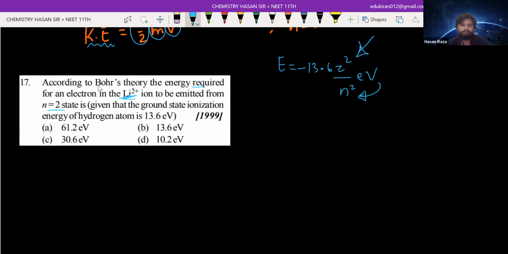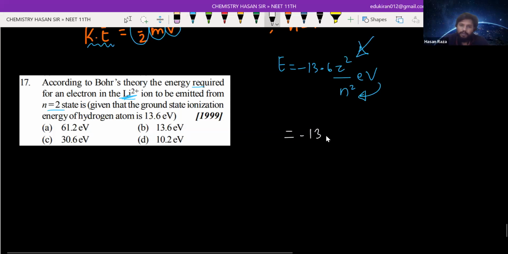Energy required for an electron to be emitted: the answer will come in negative, but it will be positive because the electron absorbs energy. Energy required will be positive. Very good, both of you, Siddhika and Rishita.